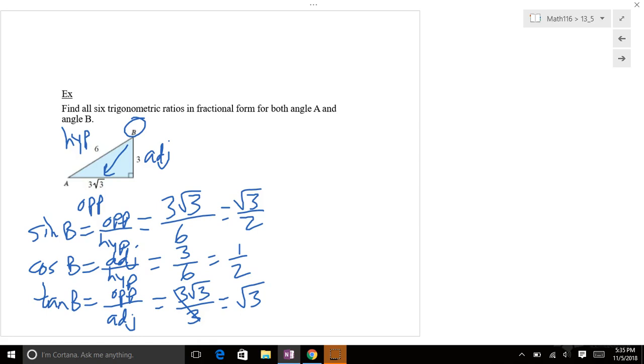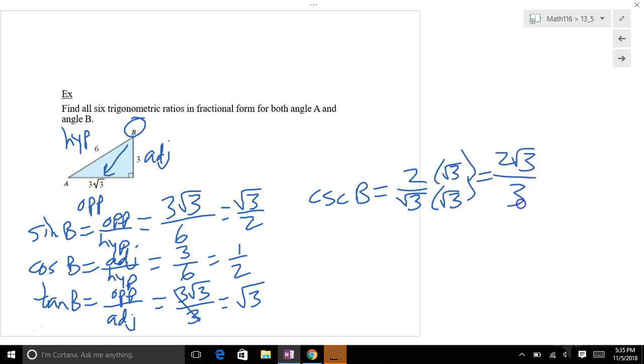Do the reciprocal. The reciprocal of the sine is the cosecant. Cosecant, instead of root 3 over 2, will be 2 over root 3. Don't forget to rationalize it, so 2 root 3 over 3. Reciprocal of the cosine is the secant, so instead of 1 over 2, it's 2 over 1.